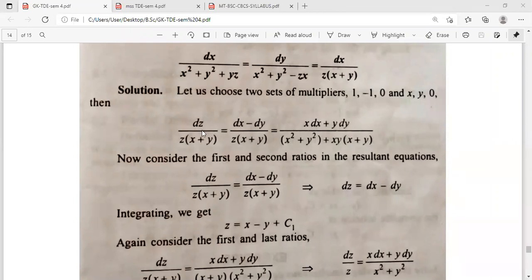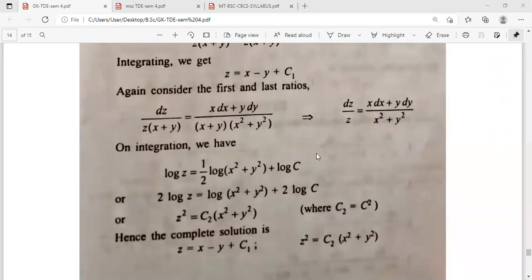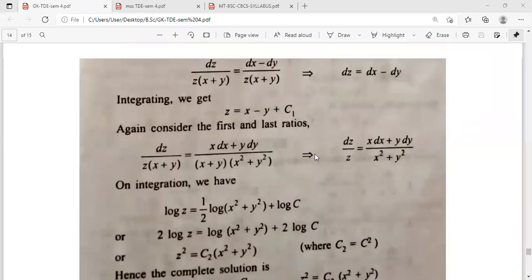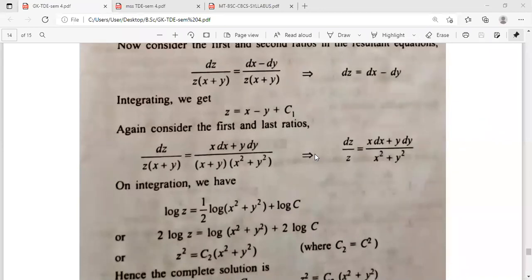Now the second method: you take the first one equal to the third one, simplify, and get the solution. Okay, that is the case. The second method is also a method of integration. First and last are those. Here also x plus y gets cancelled. This is the method of grouping or applying here.